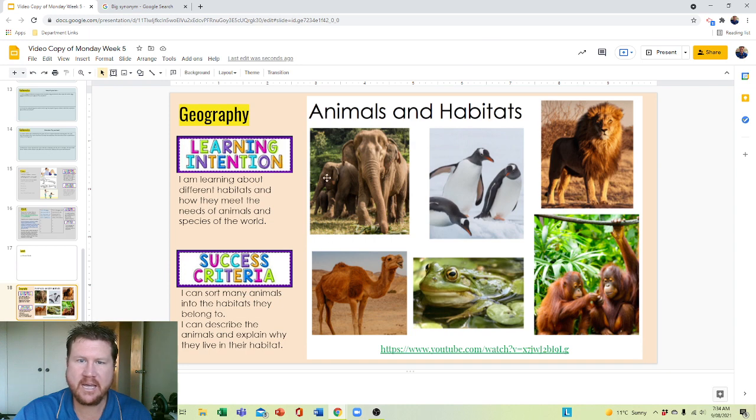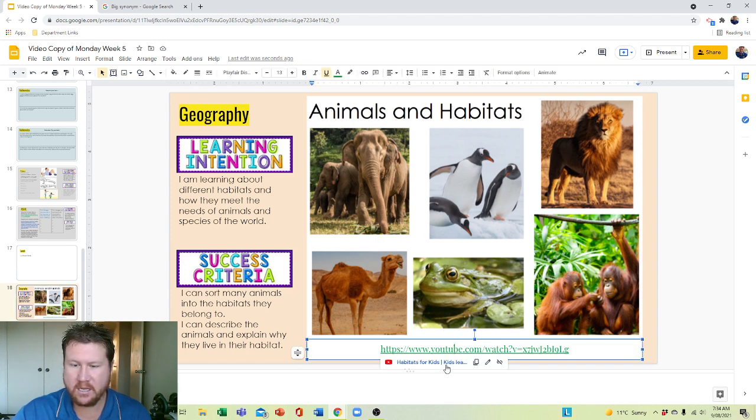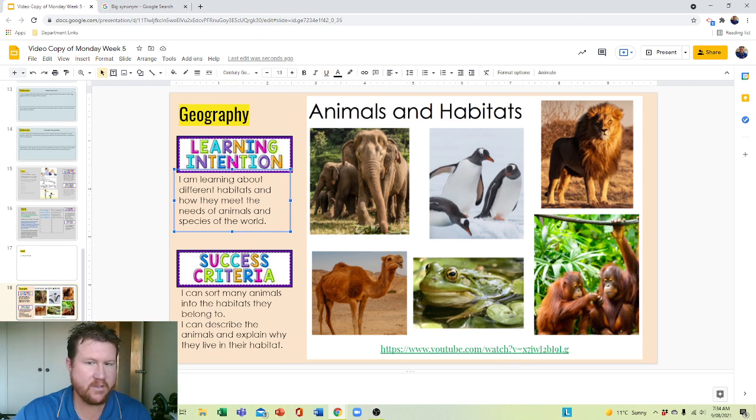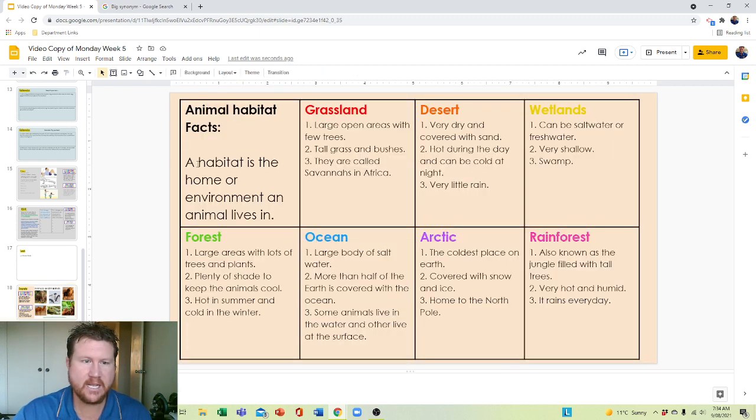And you are learning about animals and habitats. What a wonderful thing. I am learning about the different habitats and how they meet the needs of animals and species around the world. I can sort many animals into these categories. We have a YouTube clip here. Watch the YouTube clip. We have here animal facts.